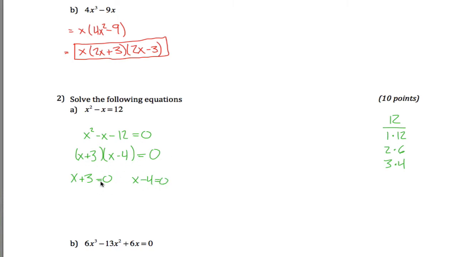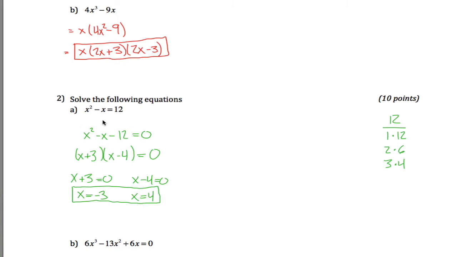You can turn one equation into two equations. It might seem like you've doubled your work, but you haven't, because these two equations are pretty easy to solve. For this one, just subtract 3 from both sides. For this one, add 4 to both sides. And what you have is your answer. Or I guess answers. X equals negative 3 is a solution to this equation, as is x equals 4.